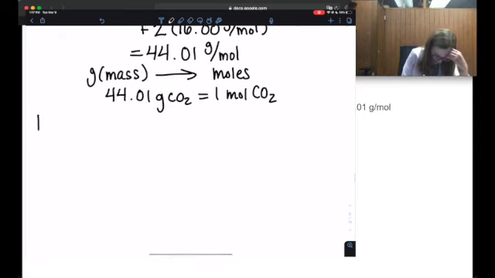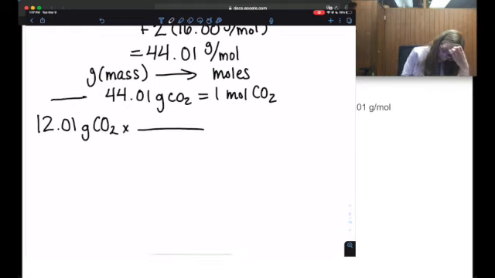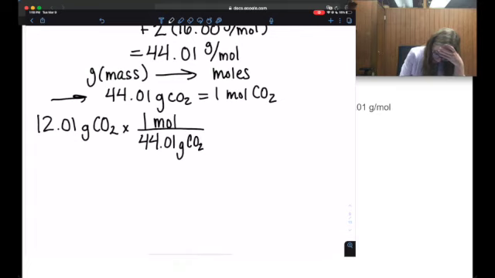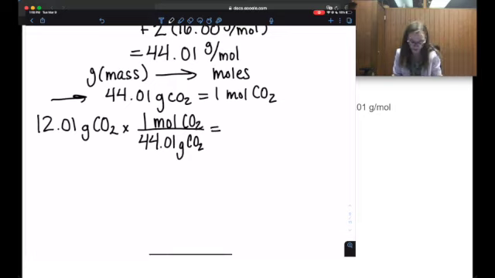I'm going to start with my given 12.01 grams of carbon dioxide. And I'm going to use my formula mass here so that I can determine the number of moles that are contained within 12.01 grams of carbon dioxide. So if I have grams on top and I'm trying to cancel that out to get to moles, I'm going to put grams on bottom. So I've got 44.01 grams of carbon dioxide, and I have 1 mole of carbon dioxide on the top, therefore. So 44.01 grams for every 1 mole.